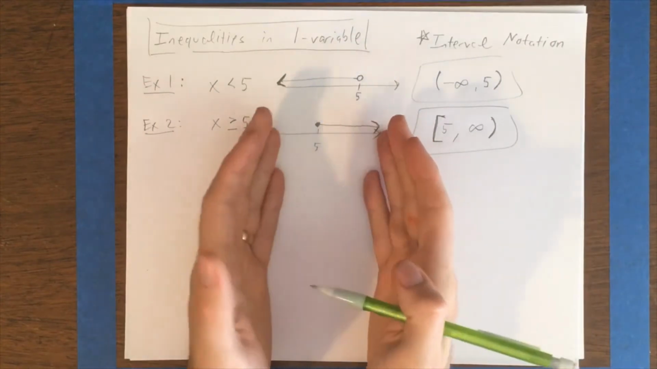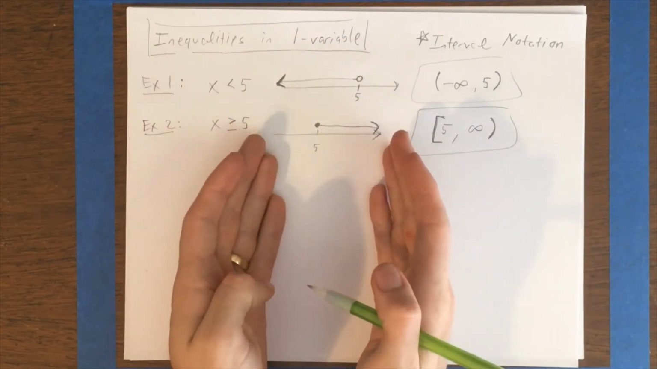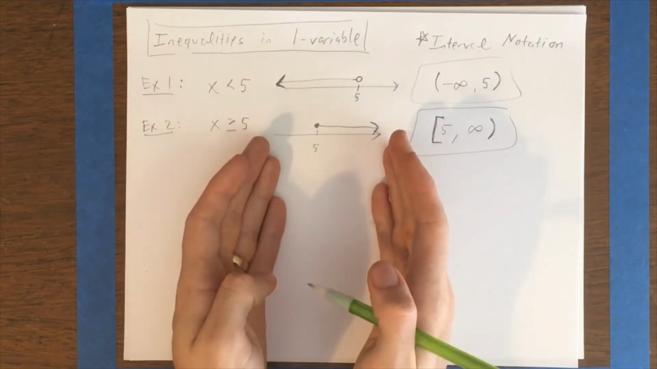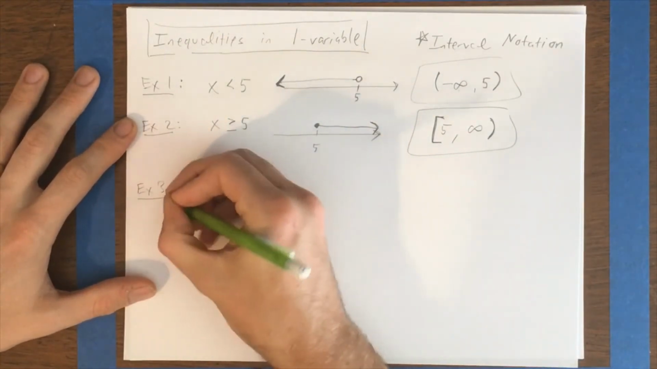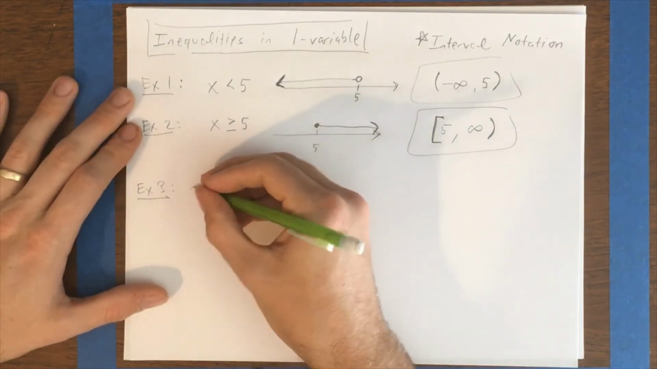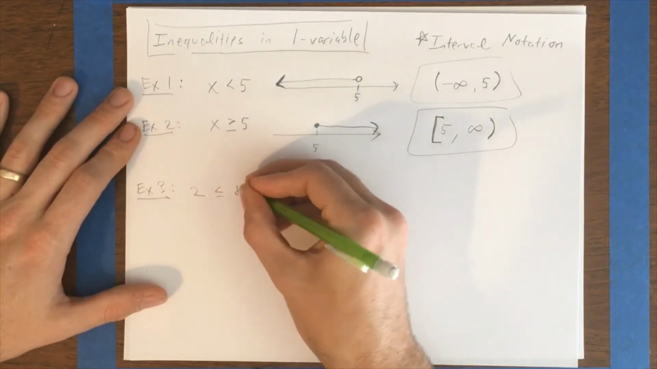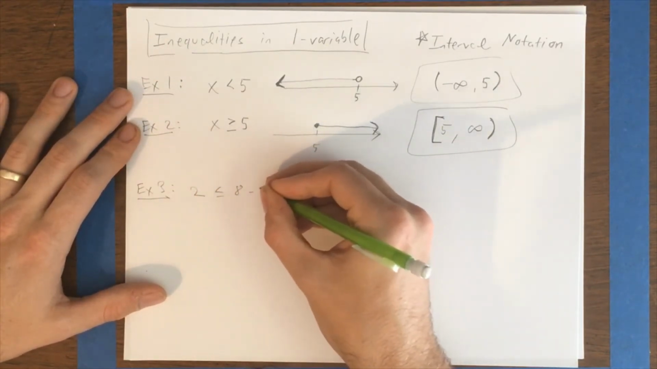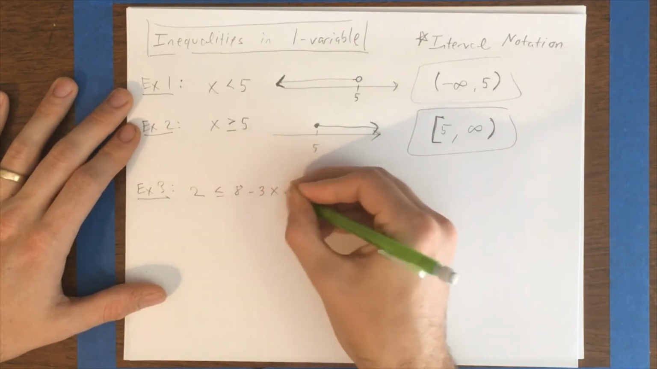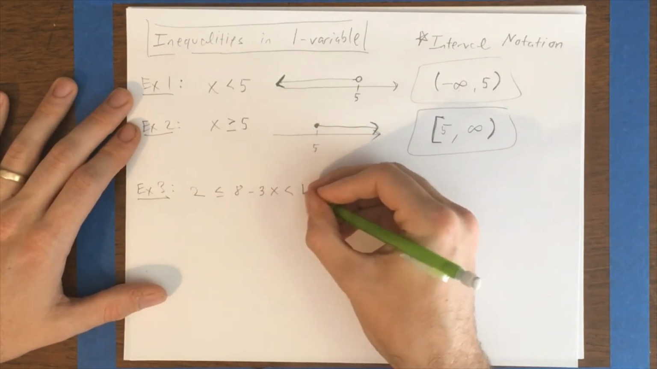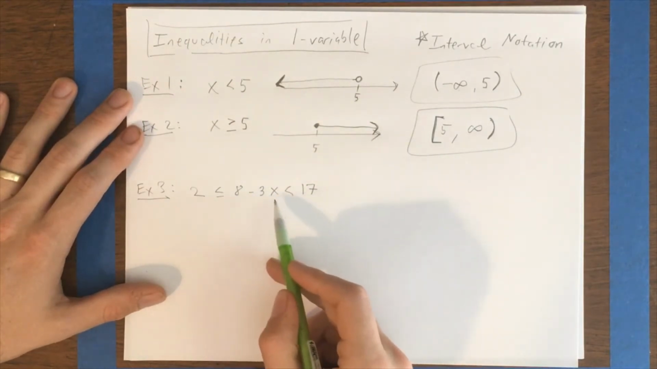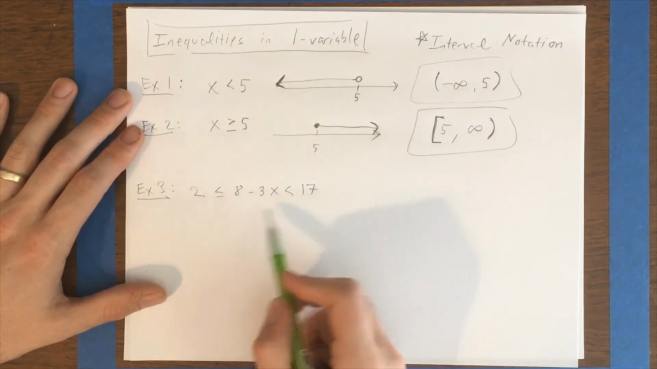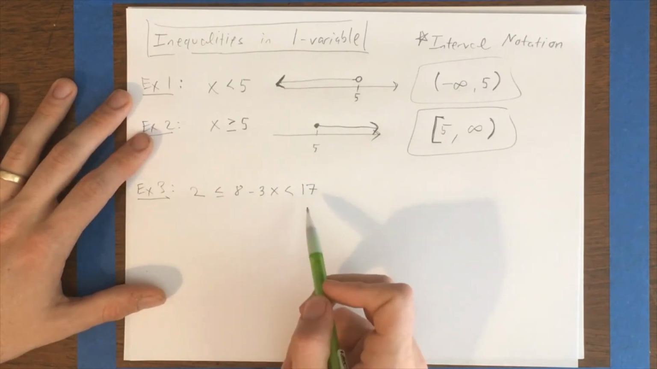And I'm also often going to ask you to actually plot the solution set on a number line like this. Let's do another example where we have a little more work to do. Let's say you've got a compound inequality. That's where you have more than just 2 expressions compared to one another. In this case, we're going to have 3 expressions all compared to one another. 2 is less than or equal to 8 minus 3x, which in turn is less than 17. We're asking what x values are going to satisfy this.